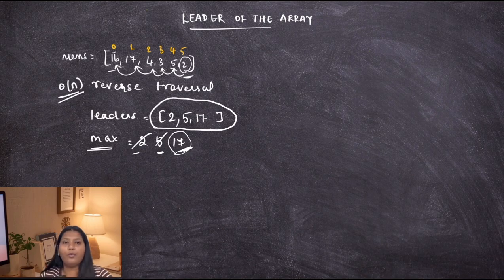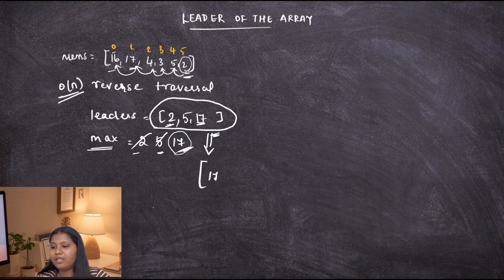But one more problem: these leaders are in the reversed order. Why? Because I traversed from the last position to the initial position. See, this 2 comes last in the array and this 17 comes first in the array. So what do I do? I reverse it. Once I reverse it, I'll get 17, 5, 2, which is in the correct order.